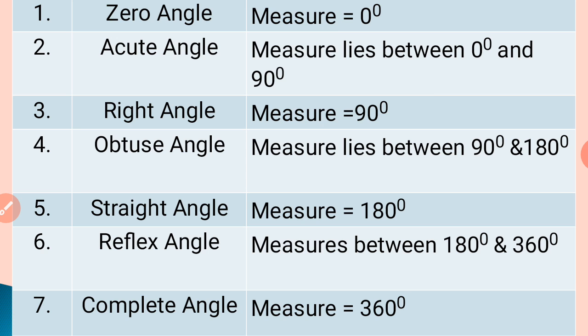Then comes straight angle. Straight angle, a straight line, it measures 180 degree. More than that, it is known as reflex angle. So a reflex angle will measure between 180 degree and 360 degree. Obviously, a complete angle is always 360 degree.